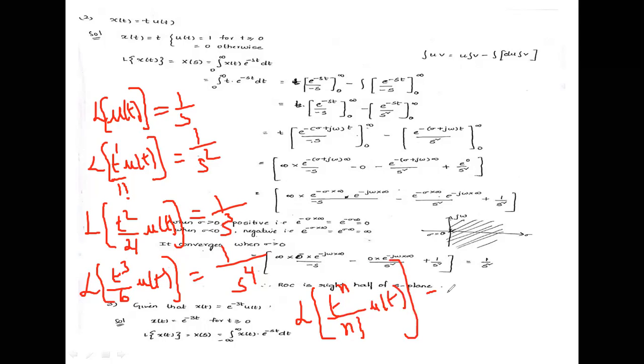what is the Laplace transformation, my dear students? 1 by s power n plus 1. Because here, for 1 it is s square, for 2 it is s cube, for 3 it is s power 4. So for n we have s power n plus 1. Got it, my dear students?